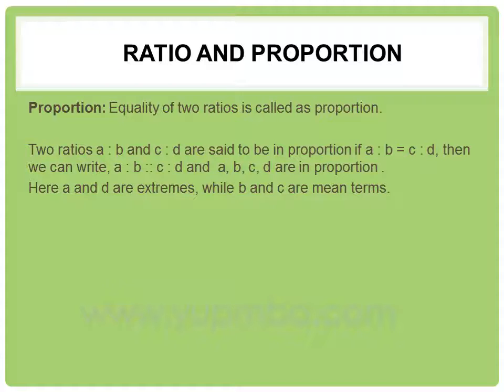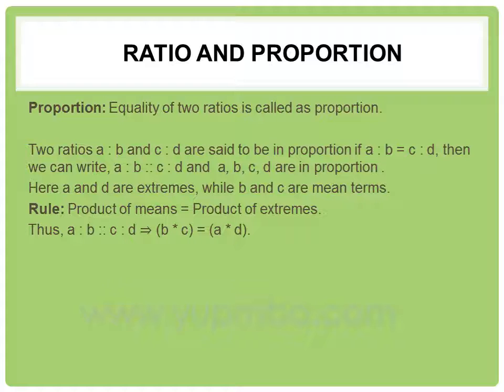Here, A and D are extremes, while B and C are mean terms. Rule: product of means is equal to product of extremes. Thus, A is to B as C is to D implies B into C is equal to A into D.